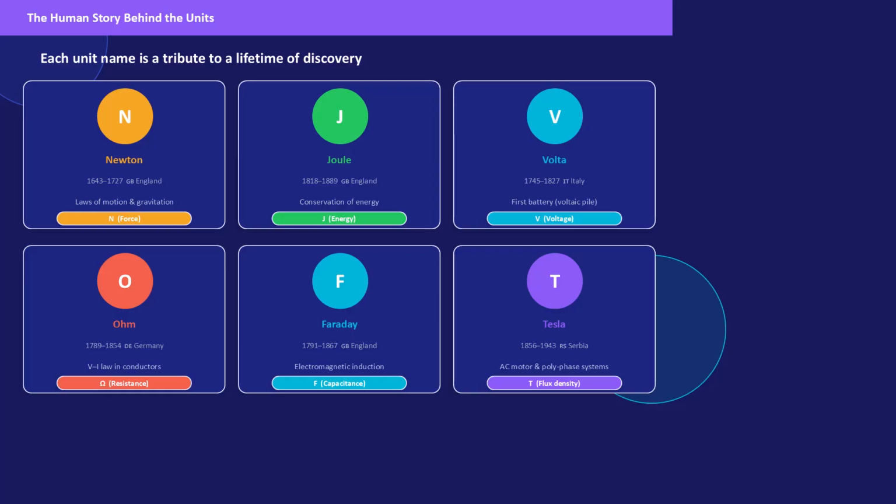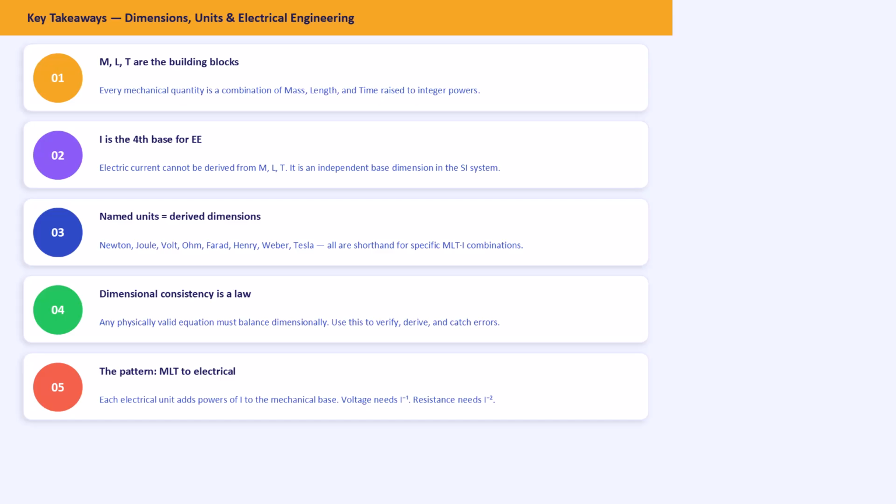And Nikola Tesla, who emigrated from Serbia to America with just 4 cents in his pocket, gave us alternating current, the induction motor, and the entire framework of modern power delivery. When you write these units, you carry their legacy forward. Let us now summarize the 5 key ideas from today's lecture.